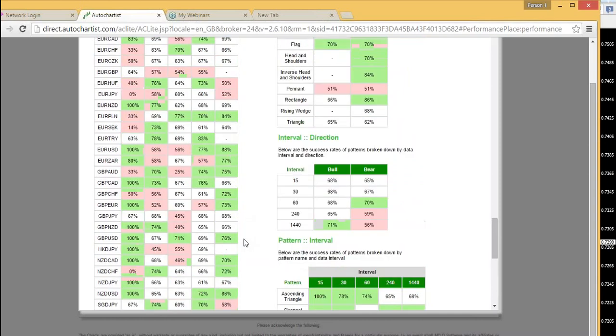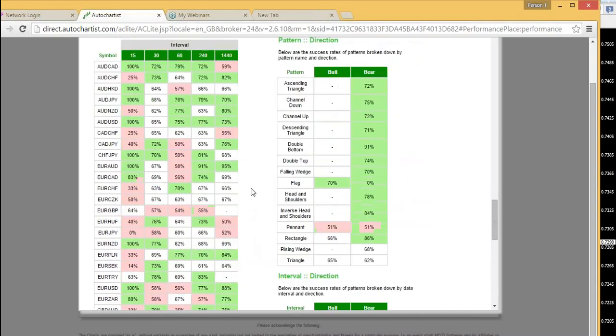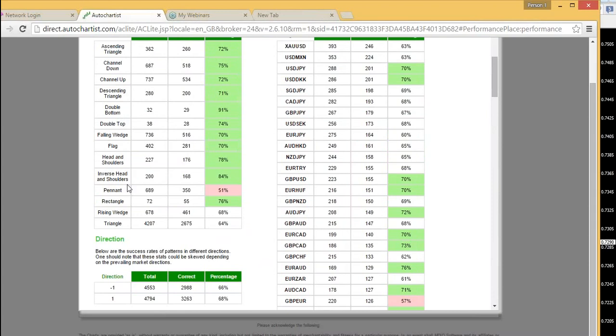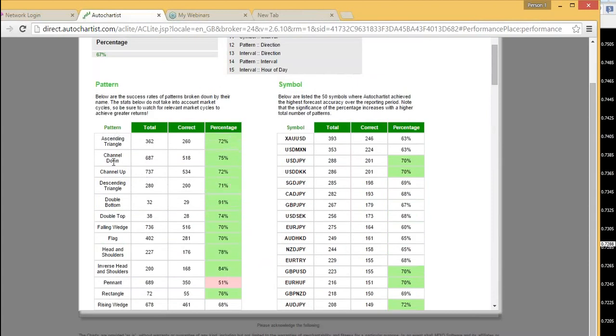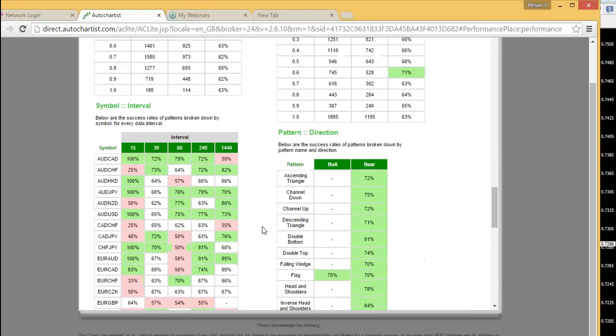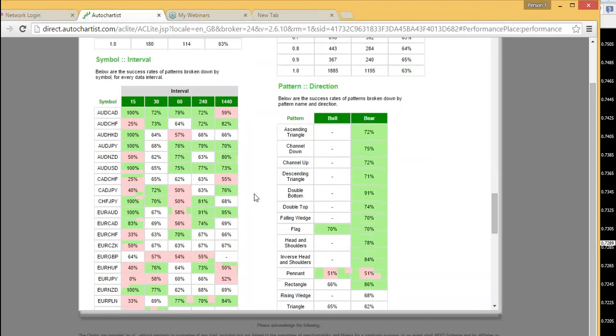And if we come over here then, let's say I've now looked at these performance statistics, and I've decided that I'm only going to trade head and shoulders, inverse head and shoulders, channel downs, and double bottoms, and I would make a list of that. And I only want to do the 15 minutes, and I only want to trade during the London period, because that's what Autochartist shows as successful.